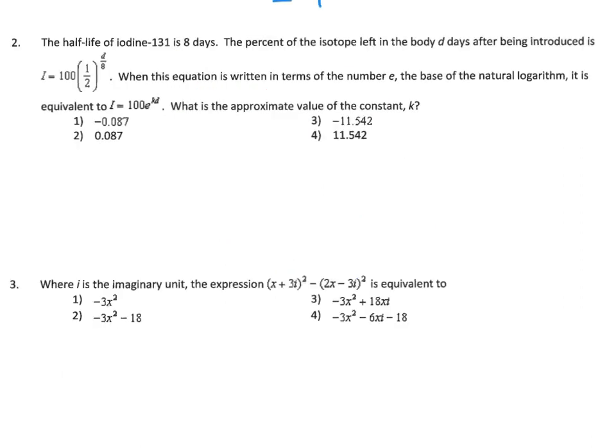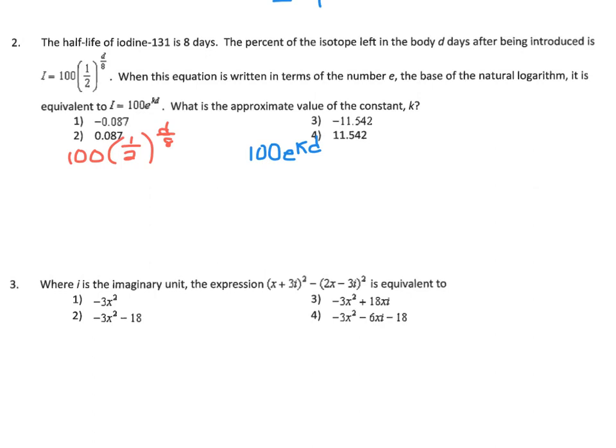So number 2 gives us this equation, the half-life of iodine-131, and it tells us that it can be rewritten in the equivalent form like this. Okay, so they want us to know what is the approximate value of k. All right, well, there's a couple different ways you can go about doing this.